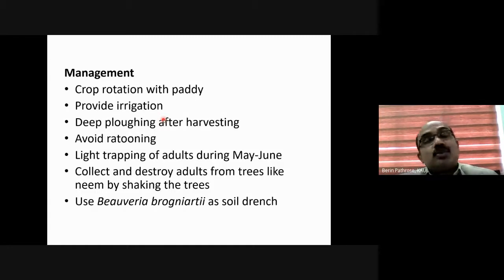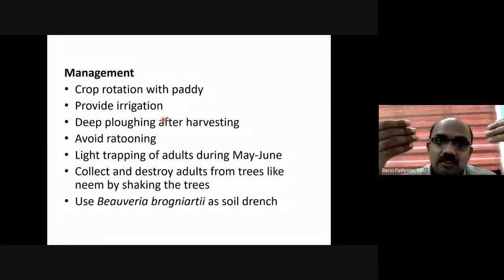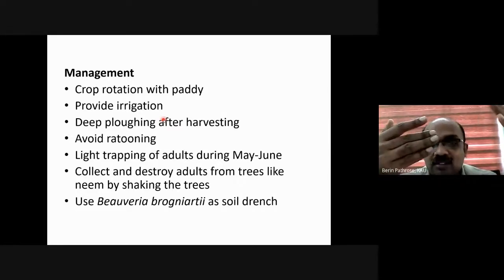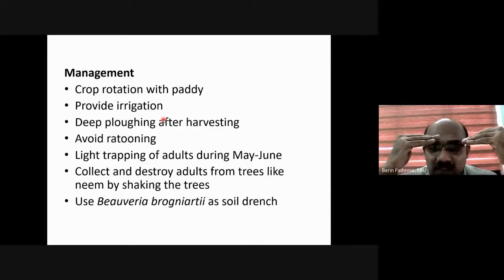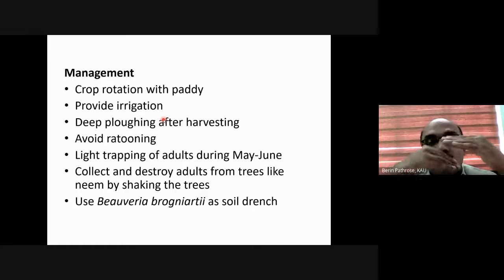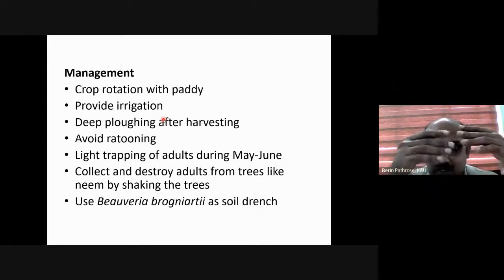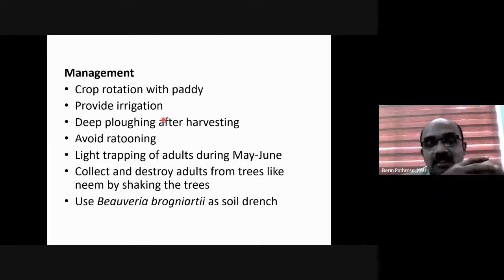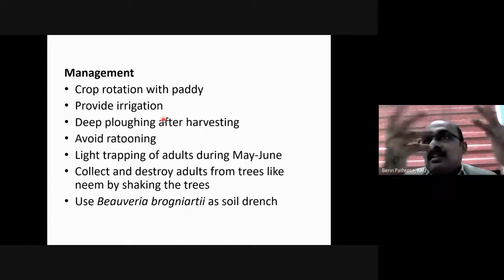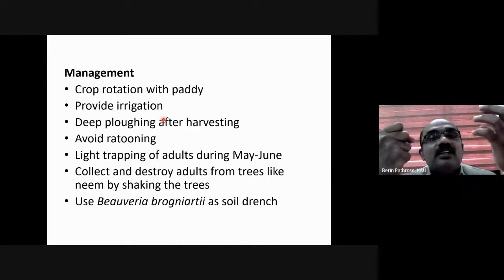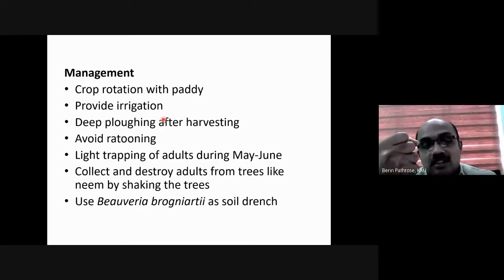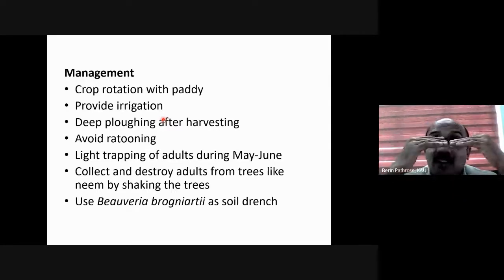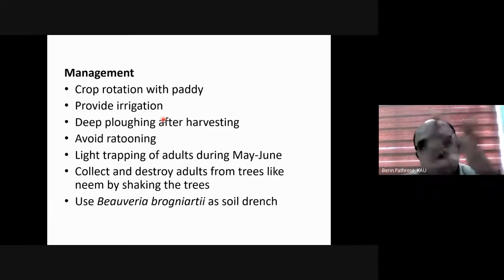Coming to the management of root grub: crop rotation. If the field is flooded, in rice, as you all know, for about 2 to 3 months, the entire field will be in flooded condition. Flooding means anaerobic condition. There won't be any air circulation in the soil. This root grub doesn't have any ability to respire from water. So all the grubs will get killed if you are flooding the field for a longer time. A shorter flooding won't give any desired result.